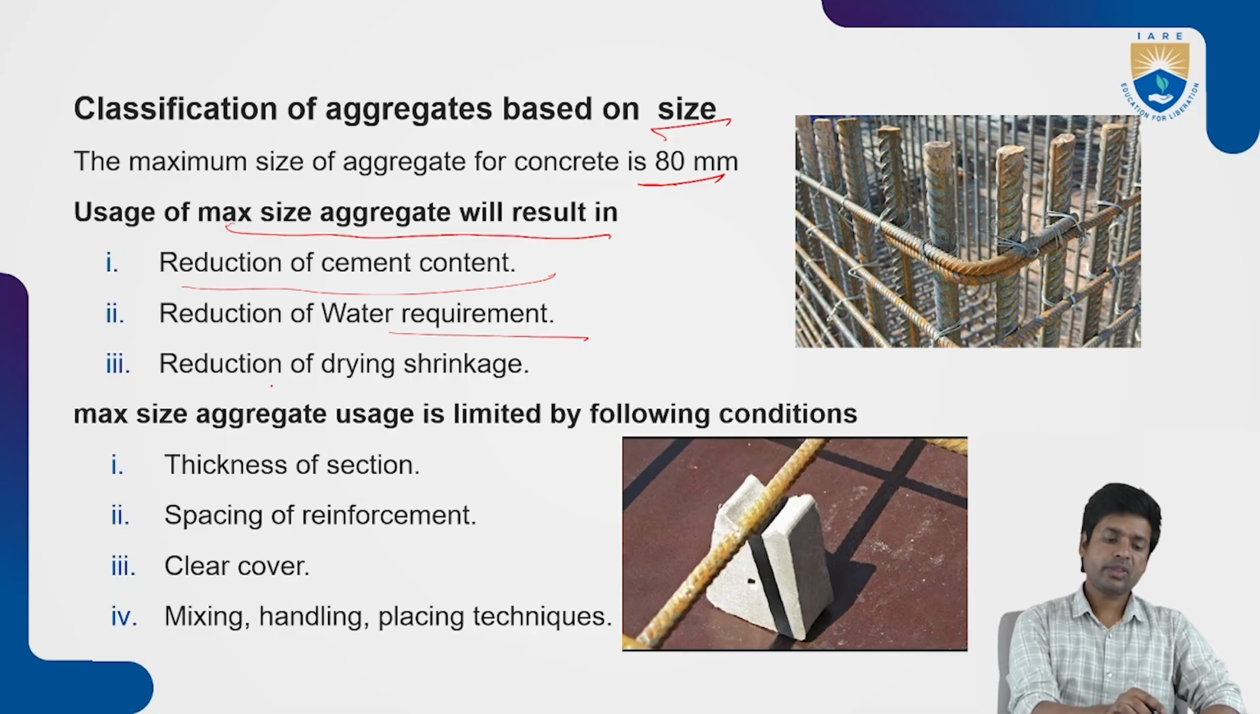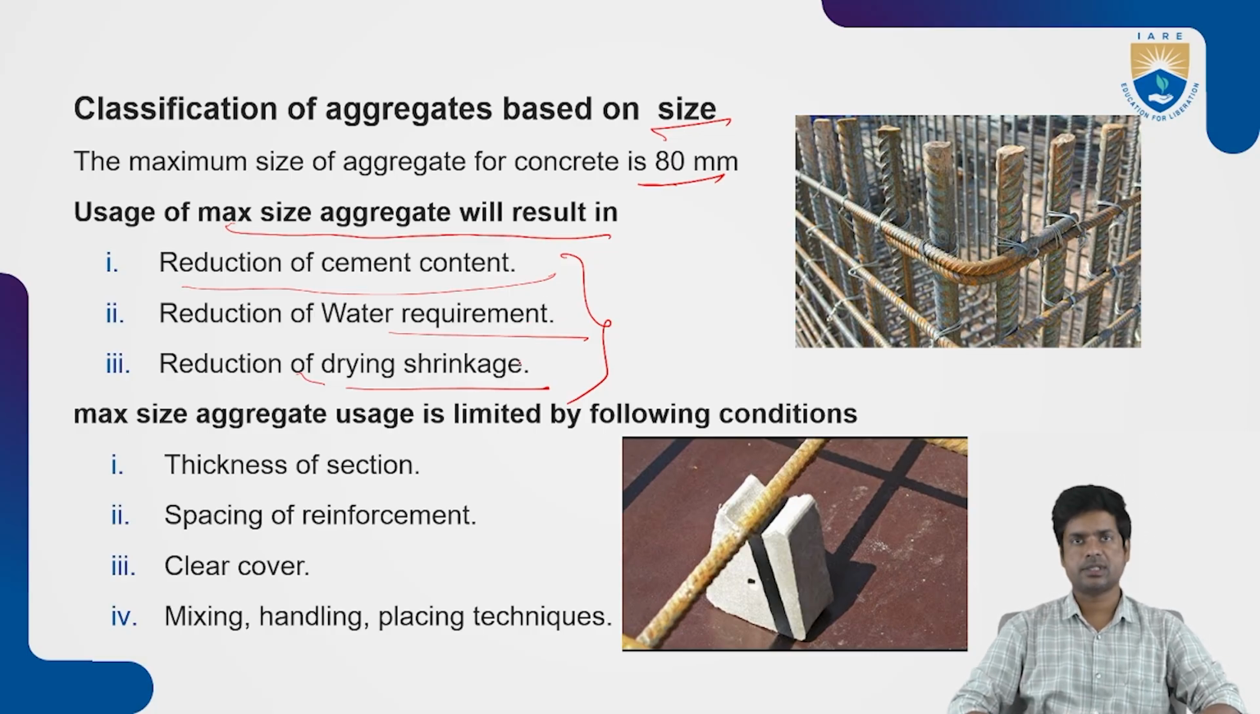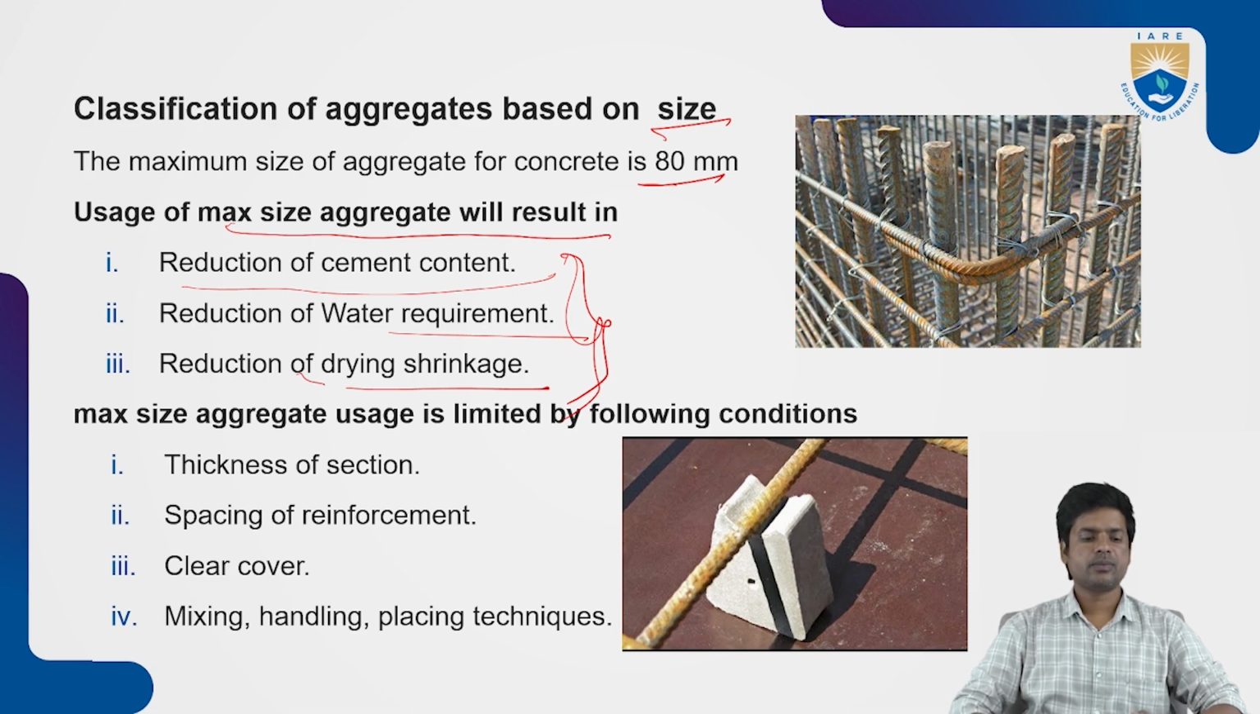Next one, reduction of drying shrinkage. These three are interlinked. If the cement content is less, automatically we can reduce the water content, and then drying shrinkage also reduces, right? Most of the shrinkage we get in the concrete is because of cement. So if you reduce the cement content, automatically you can reduce the shrinkage. Those are the results if you use maximum size aggregates in the concrete.